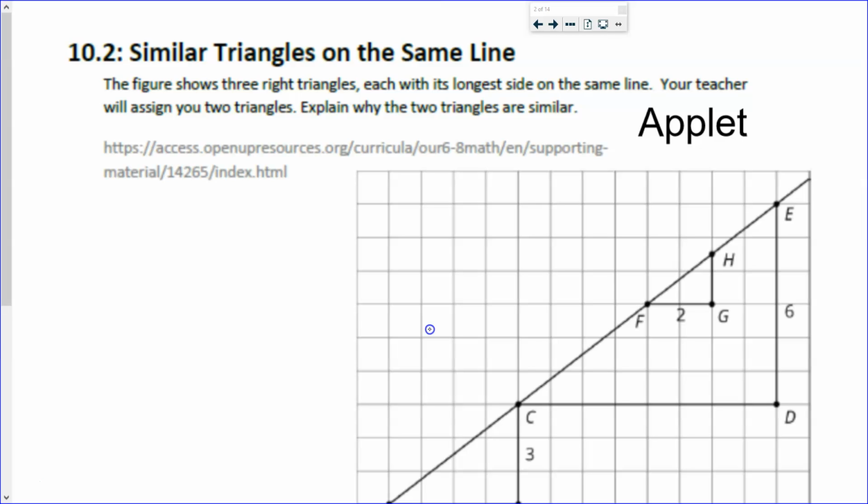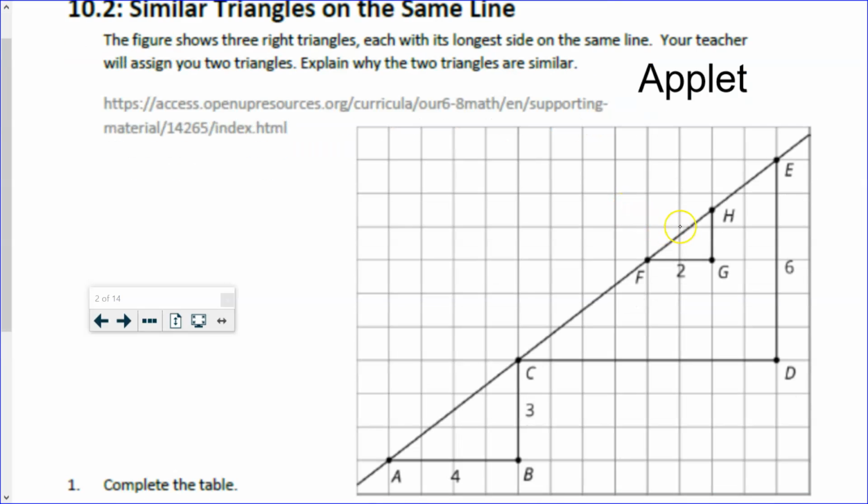We have here, it says similar triangles on the same line. And this figure here shows 3 triangles, each with its longest side on the same line. It says your teacher will assign you 2 triangles. I'm not going to assign you 2 triangles. I just want you to pick 2 of those 3 triangles. What I want you to do though, for those of you working in groups, I want you to pick 2 different triangles than your partner. So just pick a different pair than your partner, and I want you to complete this activity.